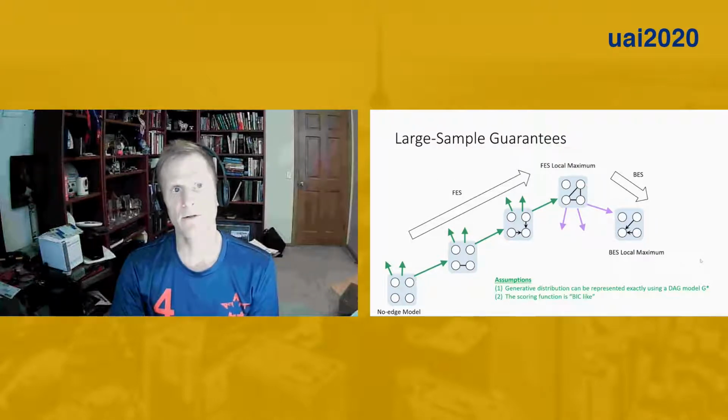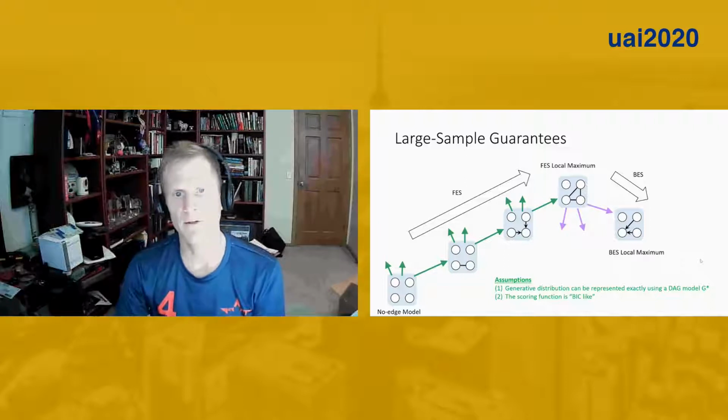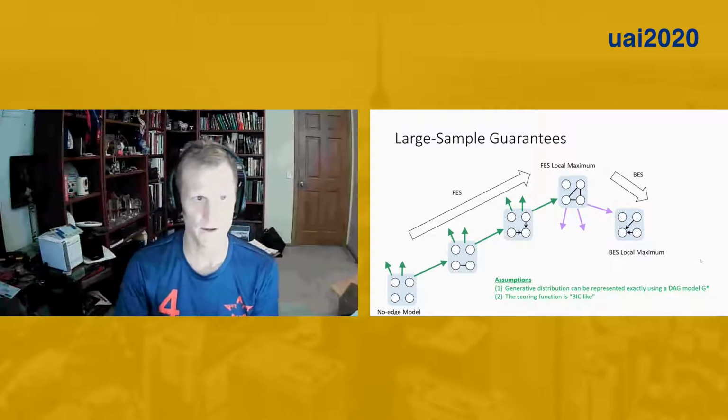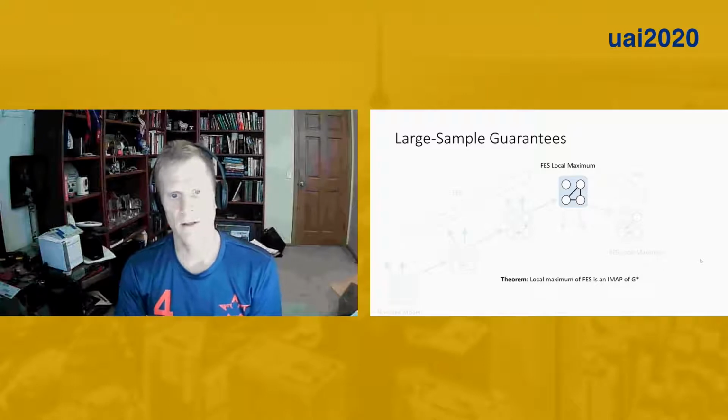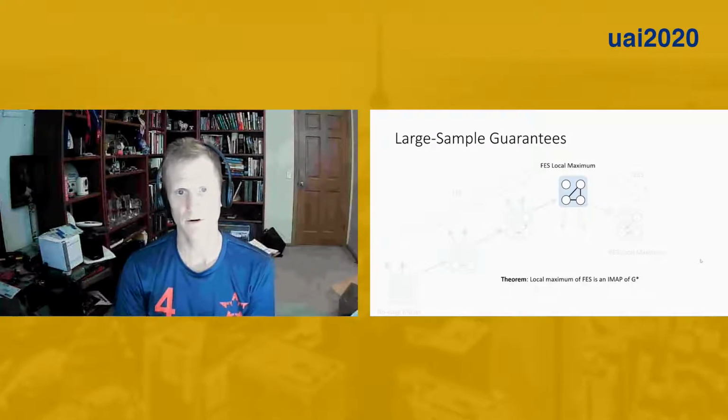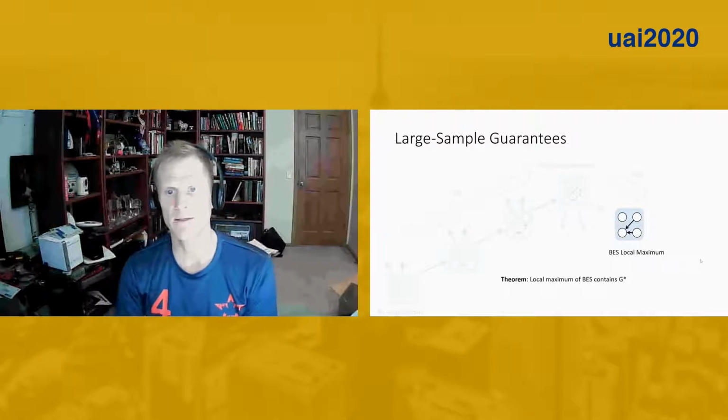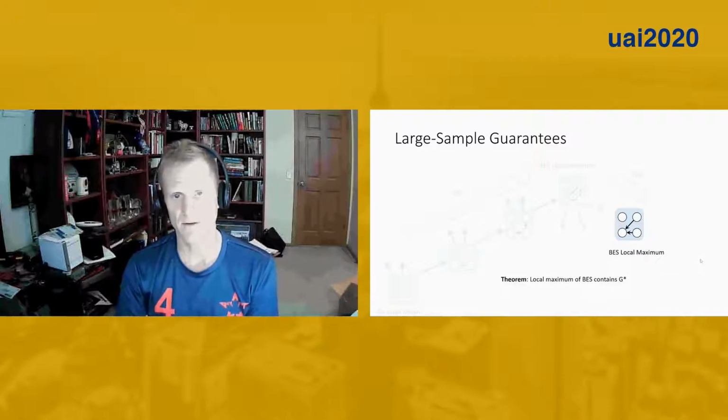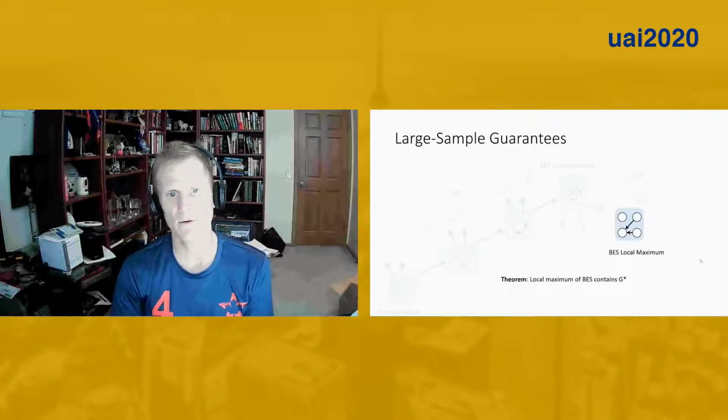So this algorithm has some large sample guarantees that, under some assumptions, give us some interesting results. The strongest assumption here is that the generative distribution itself can be represented exactly using a DAG model. So the first result is that the local maximum that we hit when we run the forward equivalence search is an IMAP of the generative structure. And by IMAP, I mean that any independence assumption that this model asserts must hold in the generative structure. And then the second result is that the local maximum that you reach in the backward phase, that equivalence class, must contain the generative structure.